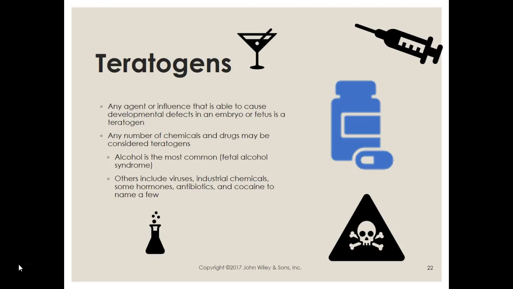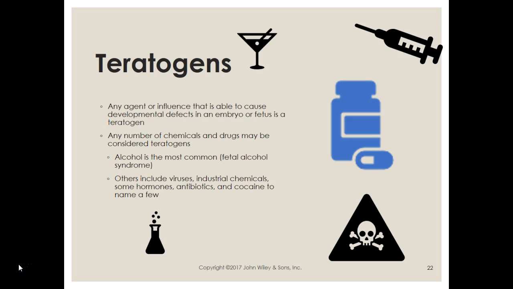The translation of teratogen is monster generator. So a teratogen is anything that can influence or cause developmental defects in the developing embryo. Because the placenta, as we've talked about, is not an absolute barrier, some things can cross. So anything that would be considered dangerous to give to a newborn infant should be considered dangerous to give to the mother, because the placenta does allow so many things to cross.